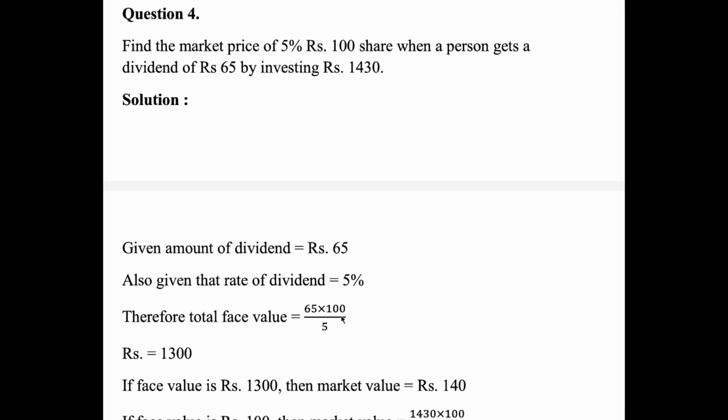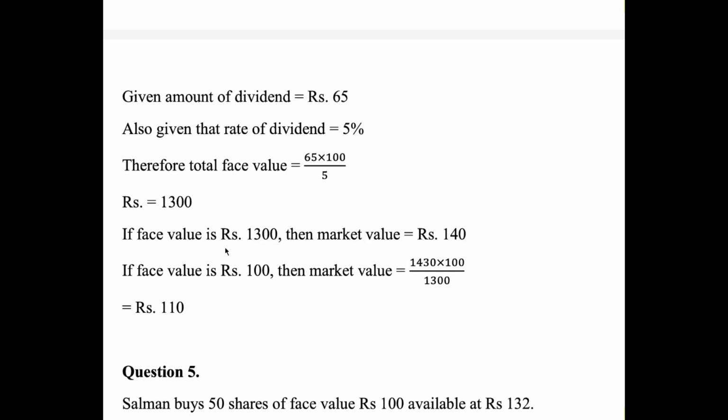that comes to rupees 1300. If the face value is rupees 1300, then the market value will be rupees 140. Here it is a typing mistake, it will be 1430. So if the face value is rupees 100, then the market value will be 1430 divided by 1300 into 100, that comes to rupees 110.